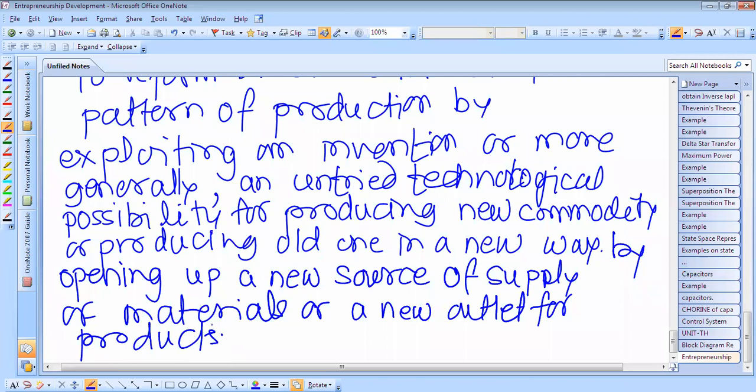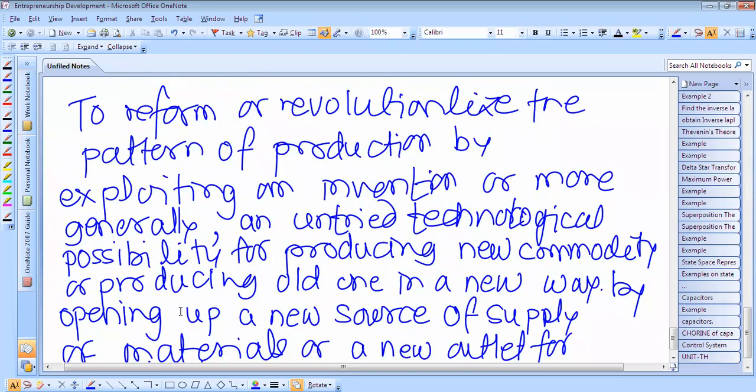So entrepreneurship essentially consists in doing things. What is entrepreneurship? It is doing things that are not generally done in the ordinary course of business routine. According to Schumpeter, the entrepreneur seeks to reform or revolutionize the pattern of production by exploiting an invention, or more generally. What is innovation? Innovation is nothing but invention put into commercialization.